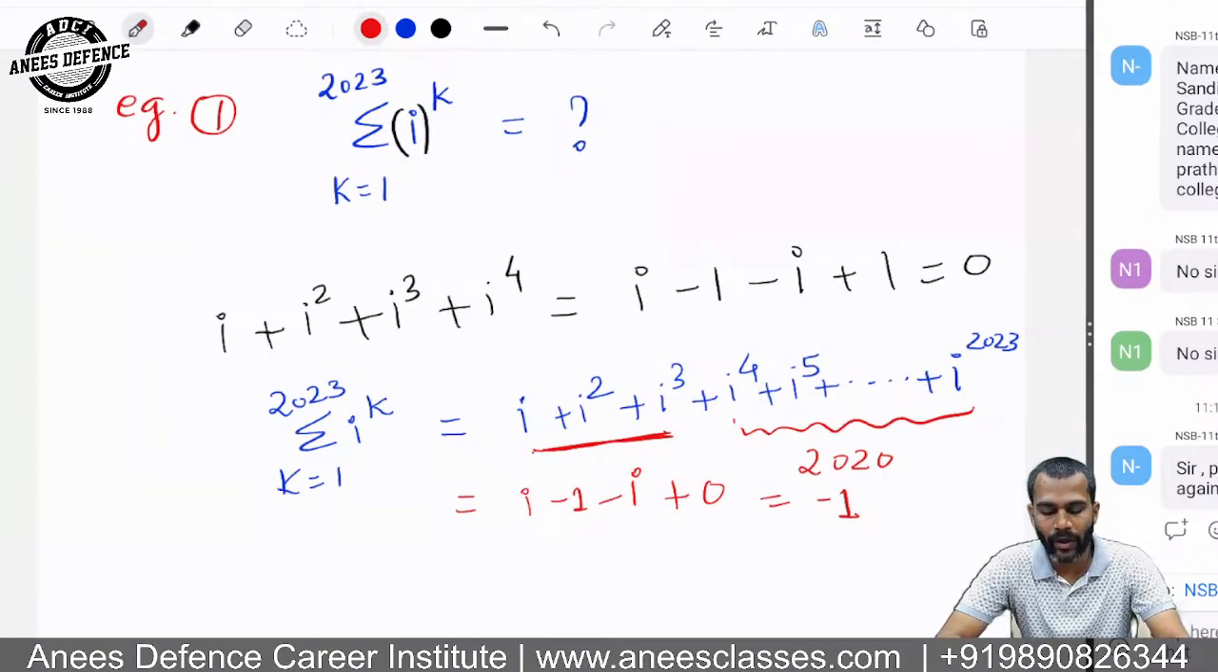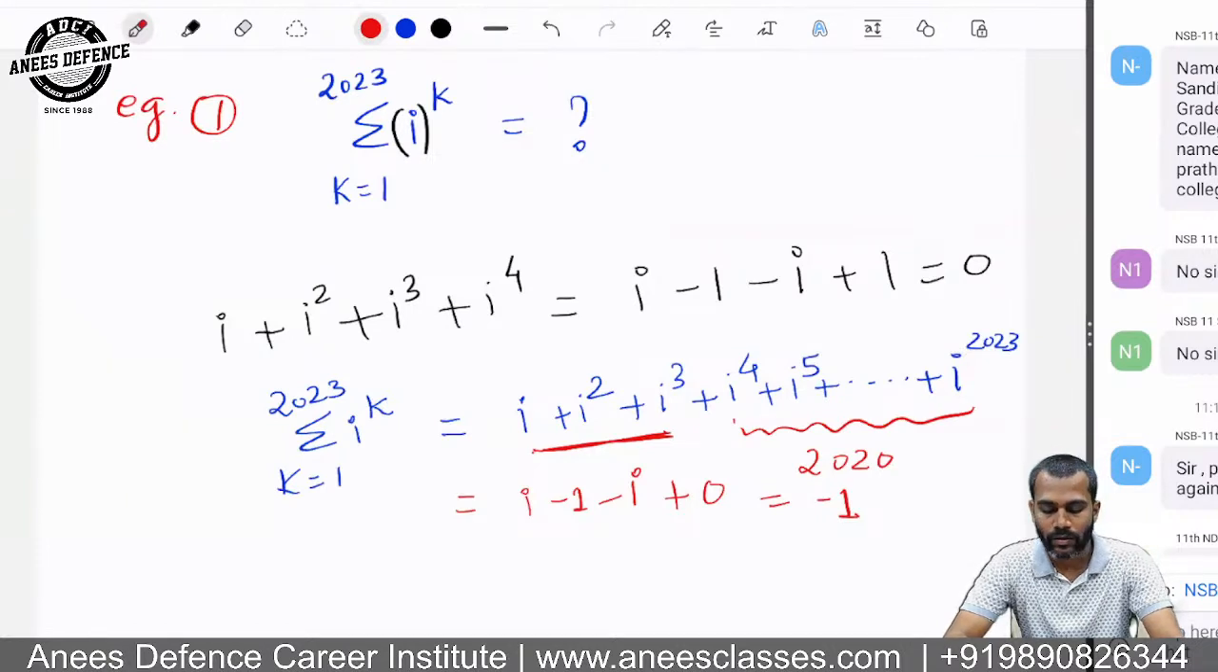So how many terms are left now? 2020, which is a multiple of 4. Since every group of 4 will give you 0, and 2020 is a multiple of 4, n number of zeros you will get. For that, you have to make sure the number of consecutive terms is a multiple of 4. So I have taken 3 terms aside, and we are left with 2020 terms, which is a multiple of 4. So you'll get 0 there.